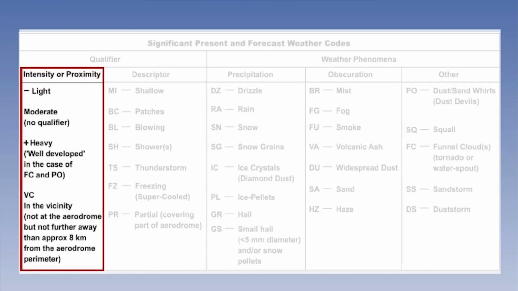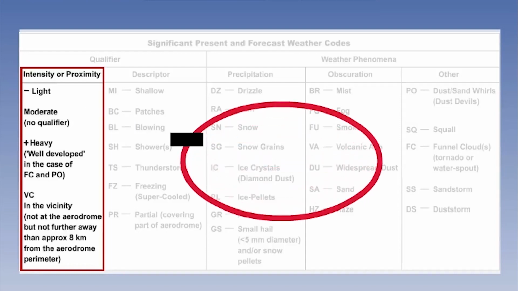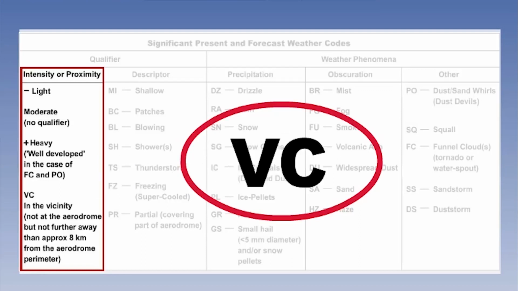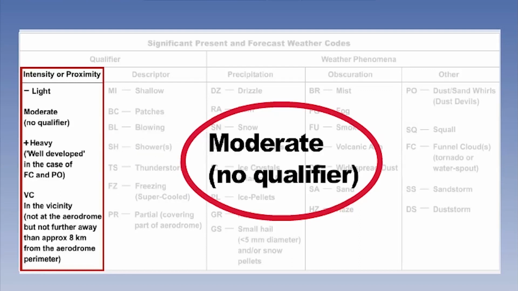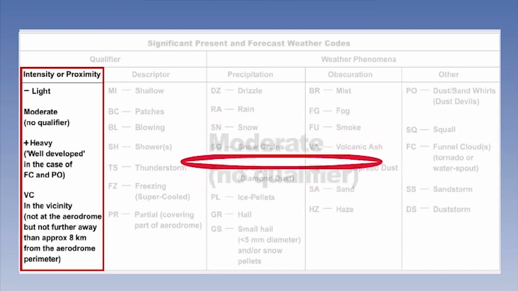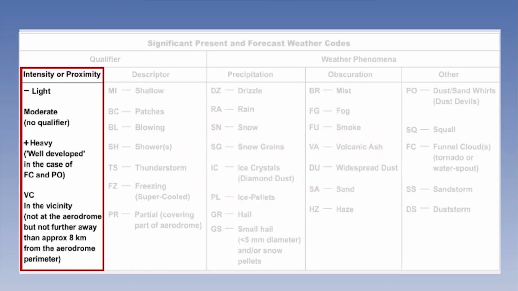The first column represents the intensity or proximity. There are four members of this column: minus, plus, VC, or zero entry, no qualifier. We shall see how the whole weather group works later, but for now, let's consider the next column, the description.